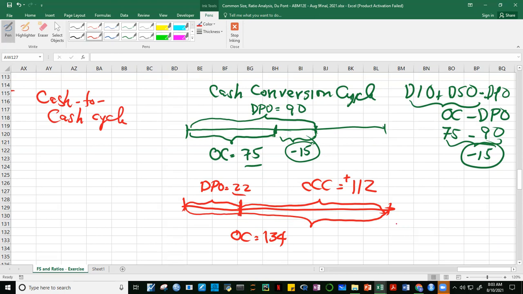Kailan pa natin makukuha yung cash? Technically on the average dito pa. So we will have to borrow this. Borrow yung payable natin. Okay? For how long? For 112 days bago natin mabayaran. So dito hihiram tayo para mabayaran yung payable and then pay back dun sa hiniram natin after 112 days. So the cash conversion cycle is the number of days we will have to finance the payment of our payables.